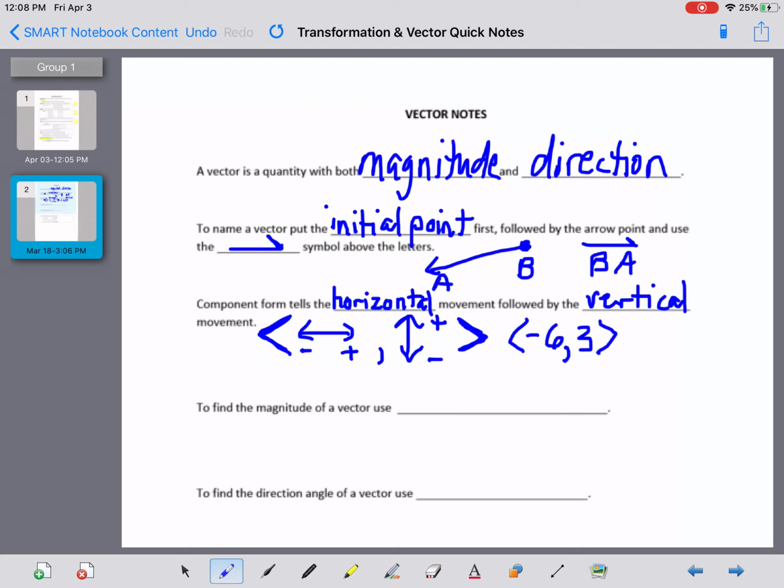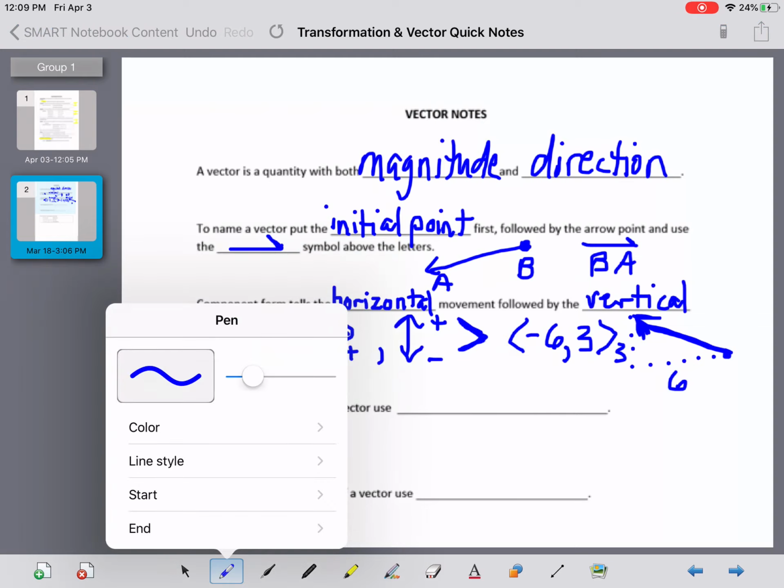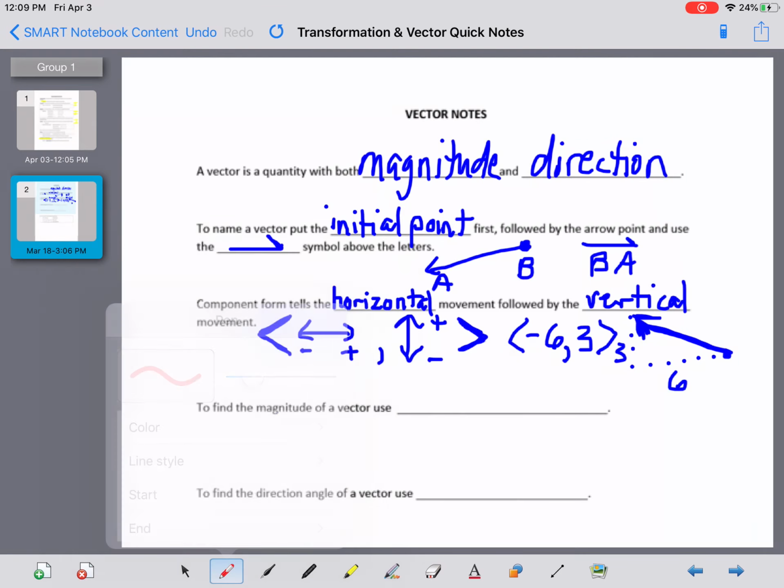It tells me from wherever I start, I'm going to go left 6, 1, 2, 3, 4, 5, 6. And then I'm going to go up 3 because it's positive. And there's my vector, this blue line here. This is my vector, my arrow. And this is all direction and how I go. So we know there's two parts of a vector, the magnitude and the direction, and we have to be able to find both of them.